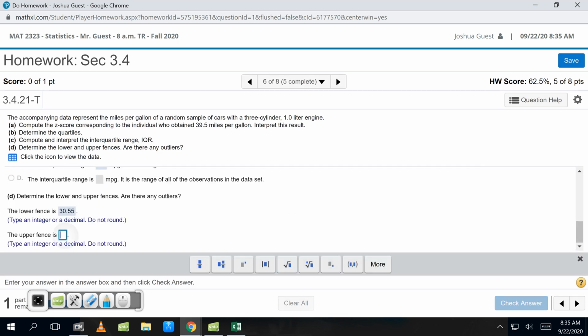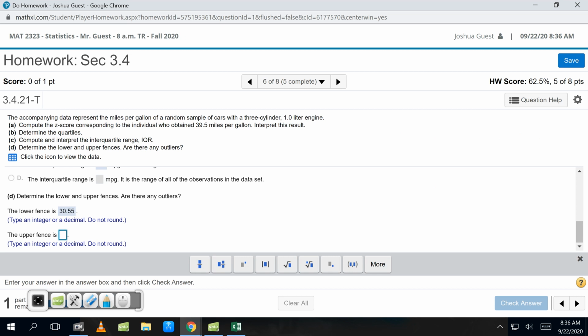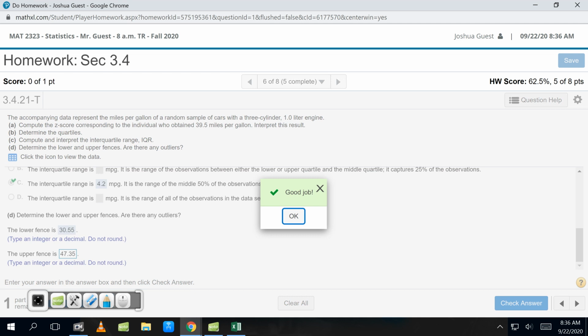The upper fence. Well, if the lower fence is Q1 minus 1.5, then guess what the upper fence is? The upper fence is Q3 plus 1.5 times IQR. So plus 1.5 times 4.2, and this was 41.05, I think, for the Q3. So plus 6.3 is 47.35. So 47.35, I think, is what that's going to be. Again, it's a little dangerous. Didn't type that in. 47.35. All right.